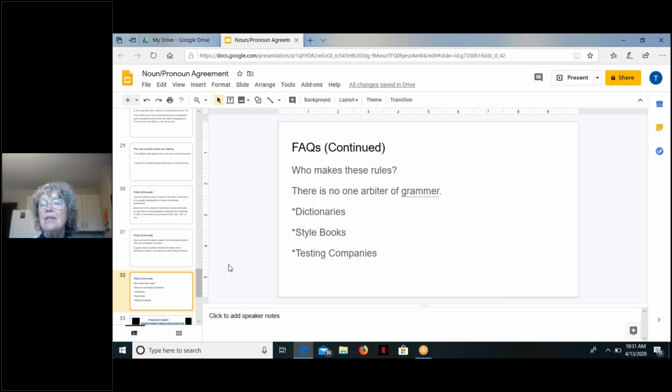Publications have style books, so that if you have a magazine coming out every month, the writers in that magazine are held to some standard of grammar, so that every article in the publication kind of follows the same guide. But that's a style book that's unique to the publication. And testing companies have their rules of grammar, and this is really important to you because if a testing company has the rules that they're following, you as the test taker need to make sure that those rules are followed, because that's the difference between a right answer and a wrong answer.